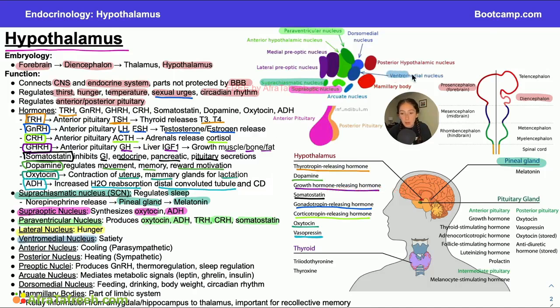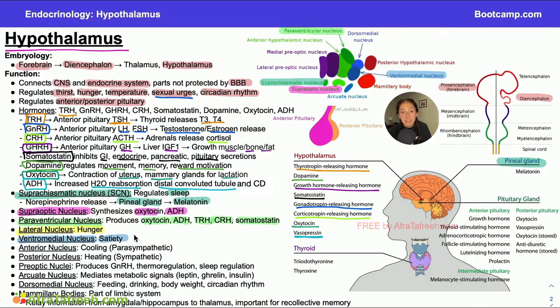So if you look right over here, you have your ventromedial nucleus kind of on the posterior aspect of your hypothalamus, and this is going to be responsible for satiety. So our lateral nucleus was responsible for hunger, and if we didn't have it, we might experience aphasia, but our ventromedial nucleus is going to be responsible for satiety.